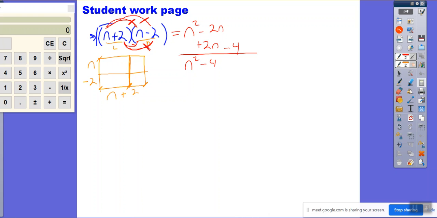What is the distance from here to here? N. Okay. What's the distance from here to here? -2. All right. So let's try this. What is the area of this square right here? N squared, because it's n times n. Oh, look, we have n squared right here.